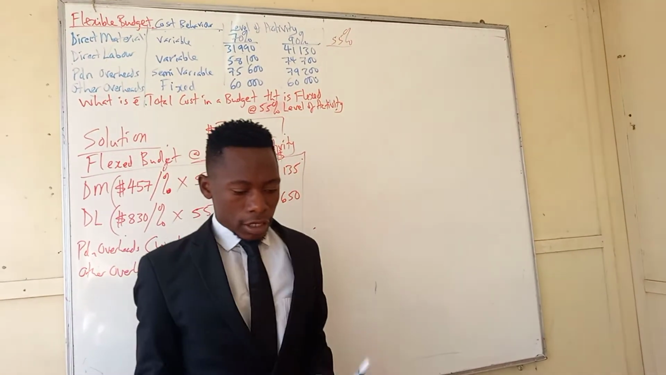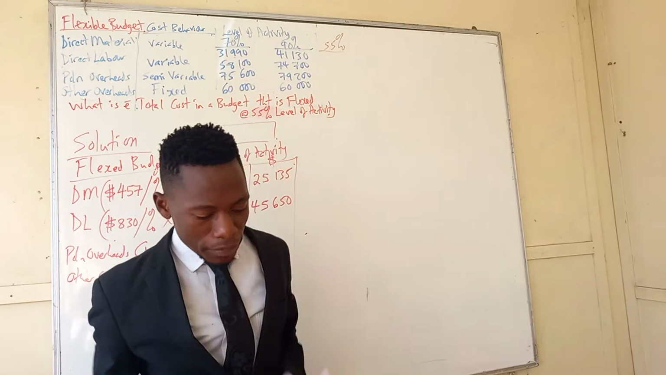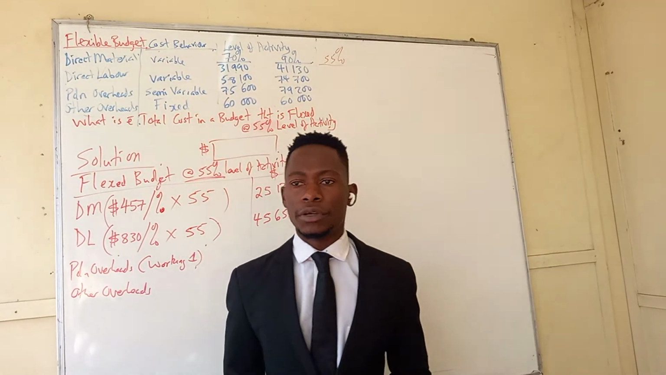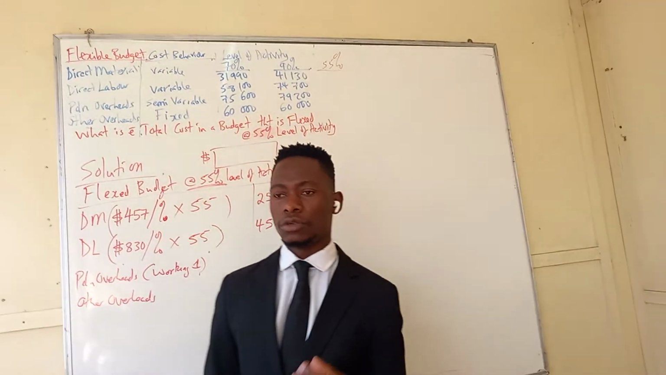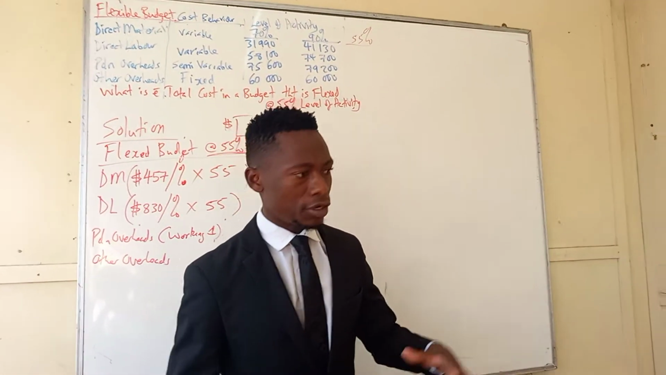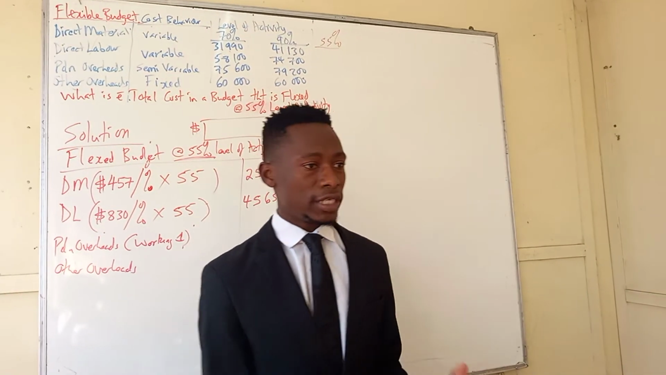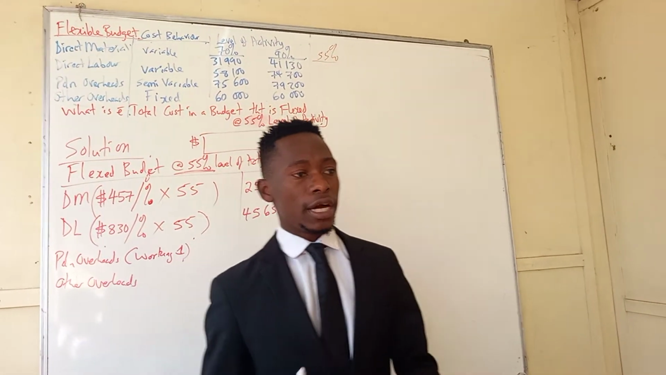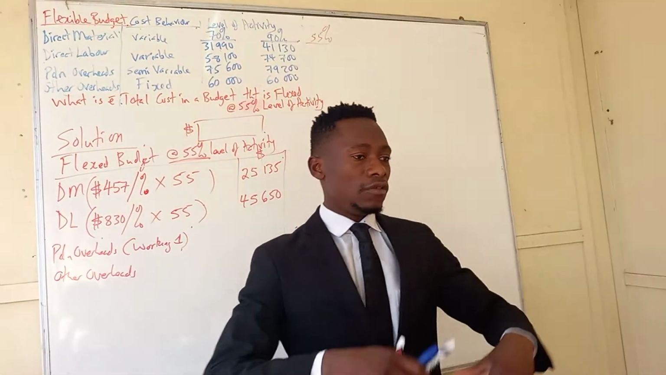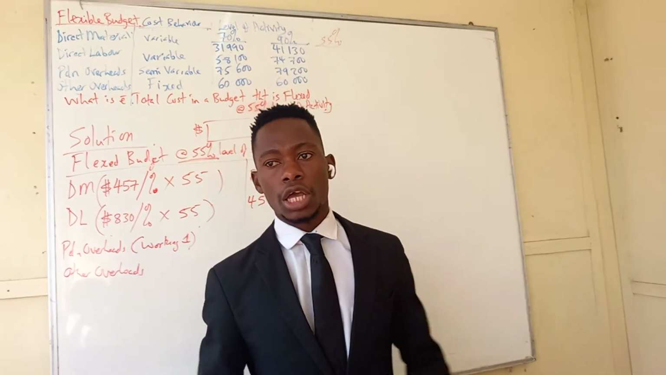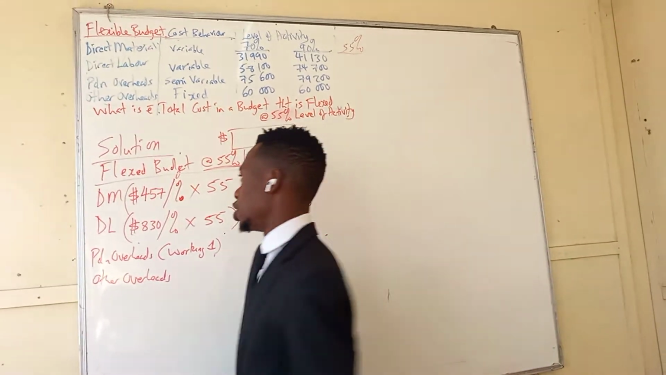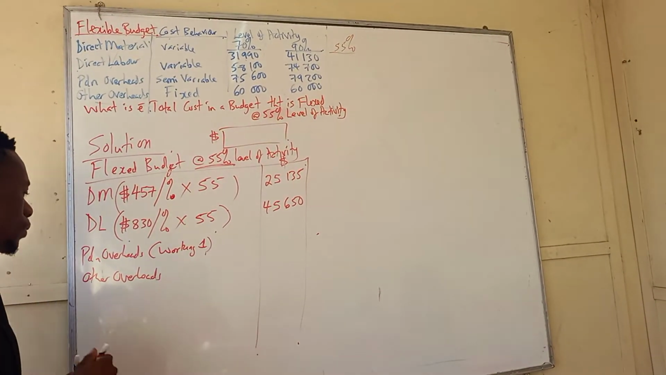So if they say the cost behavior is fixed, it simply means even if you flex the budget, the cost will remain the same because the fixed cost is not affected by the level of activity. You get it? Imagine if you rent a factory, for example, you pay rentals. The amount that you pay has nothing to do with the number of units that you produce. Even if you produce 10,000 units, even if you say, this month I don't want to produce anything, you pay. The amount that you pay is fixed, it's constant, right? It does not change.